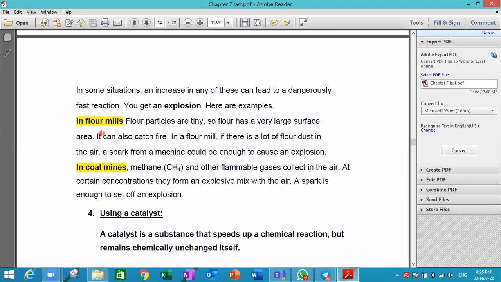Okay, and this also happens in coal mines, as methane gas is flammable, so it is present in the air. So any spark would produce an explosion in the mine.